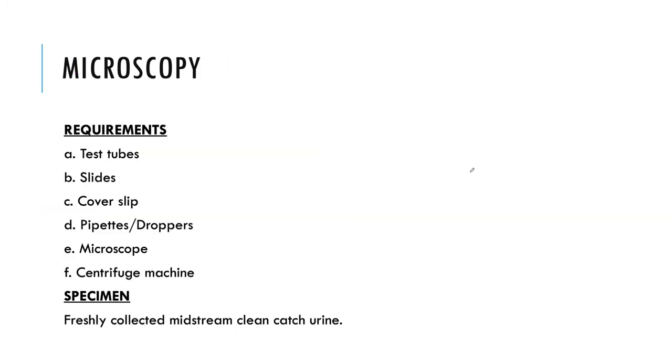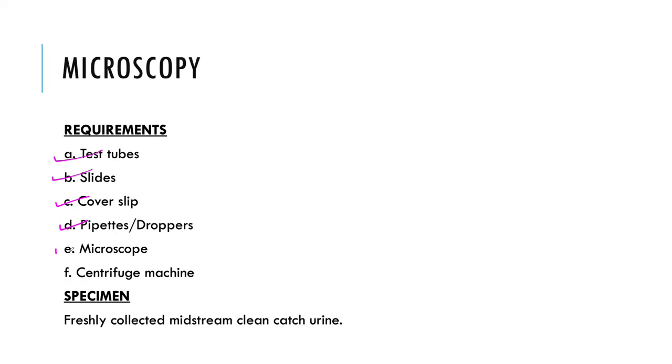Now what are the things that you can observe? When you are doing this process, what will be the different requirements? You need the test tube, obviously, for the centrifugation process. Slides you need. Why? Because you have to take the deposit and put the cover slip on that, so that's why you need the slides also. Cover slip also you need. Pipettes or droppers also you need, just to take the sample of deposit.